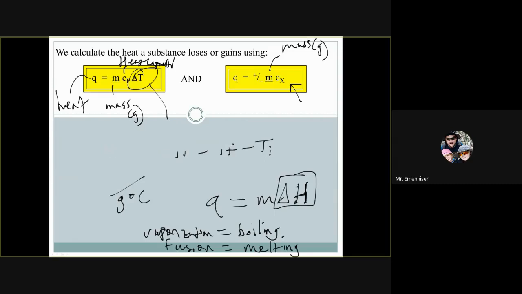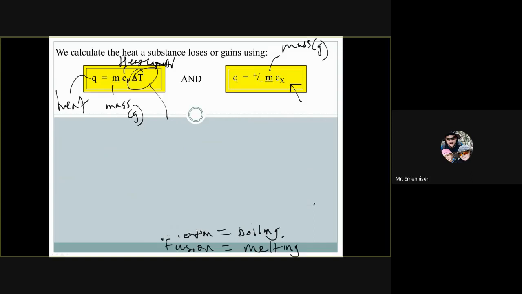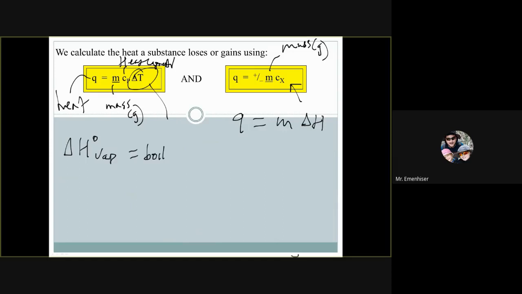So let's look at this real quick. Okay, let me just erase this here. So here's our equation at the top. Q equals M times delta H. We've got vaporization, so delta H of vaporization, usually V or VAP, is boiling. Now let's say that we wanted to do the opposite. Let's say that we wanted to condense water. The delta H of condensation is equal to the exact opposite of vaporization because of the opposite process.